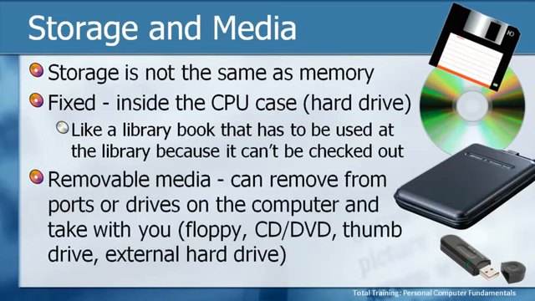and I think by the name you can understand that that's something that we can remove from either ports or drives on the computer, and we can take it with us. A floppy disk, a CD or DVD, a USB thumb drive, or an external hard drive are examples of removable media. Now some of you may be saying, well, wait a second, I can't take the CD drive out of my CPU. No, you can't take the drive out, but you can take the media, in other words, the CD itself. That's what makes it removable.